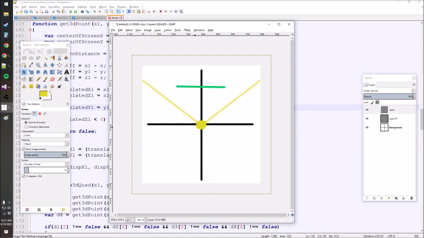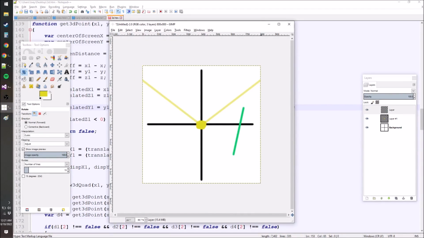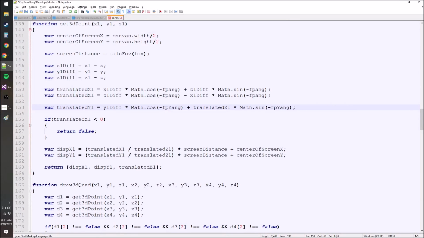checking to see, okay, is it in front of us? If it is, draw it. If it's not in front of us, then don't draw it. Essentially, that's kind of what's happening, right? And the way that this works is that we're using a rotation formula, and the rotation formula is these two lines.